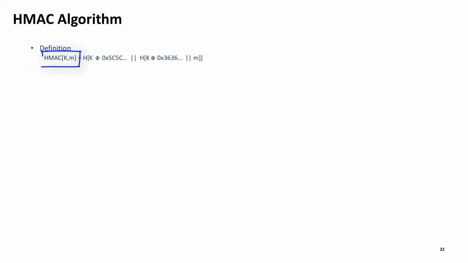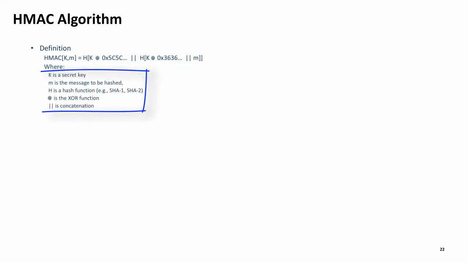The HMAC of some key K and some message M is the stuff on the right of the equal sign, which we will analyze in a second. First, note that K is a shared secret key, M is the message to be hashed, H is a hash function such as SHA-2, the circle with a plus sign in it is the XOR function, and the two vertical lines indicate concatenation, that is, appending the message on the right of the two vertical lines to the message on the left. Now let's analyze the right side of the equation.